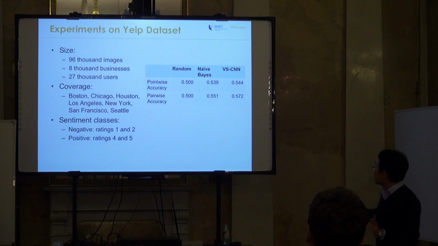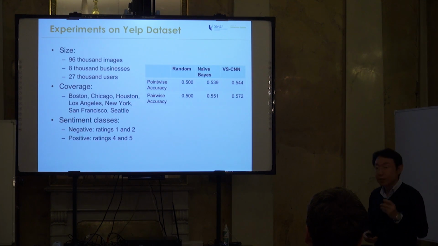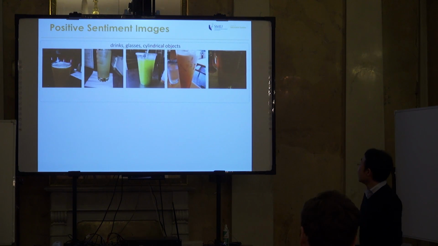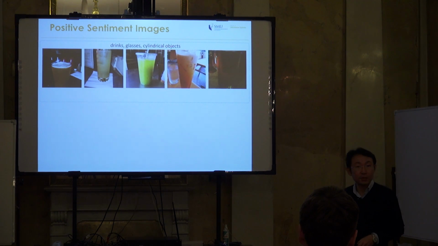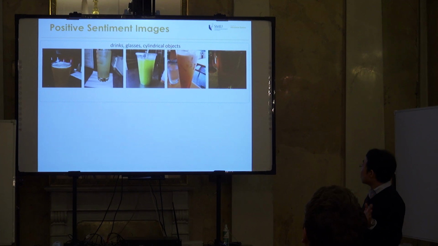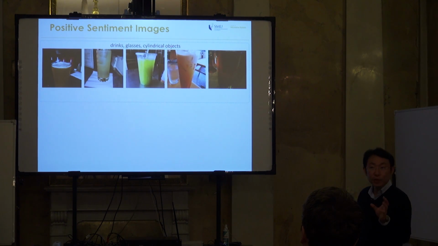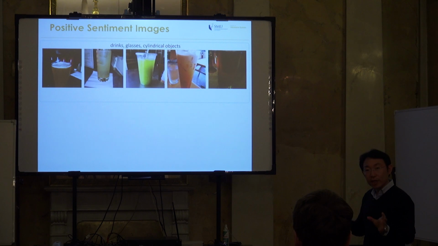But the first thing is that I would like to show you some examples of the sentiments that we get from the images. These are the positive sentiment images, meaning images that the model classified as positive. The way the model works is to detect visual shapes and look at the correlation between the shapes and the ratings. If certain shapes are generally correlated with positive, then we detect it as positive. If certain shapes are correlated with negative, then we detect it as negative.